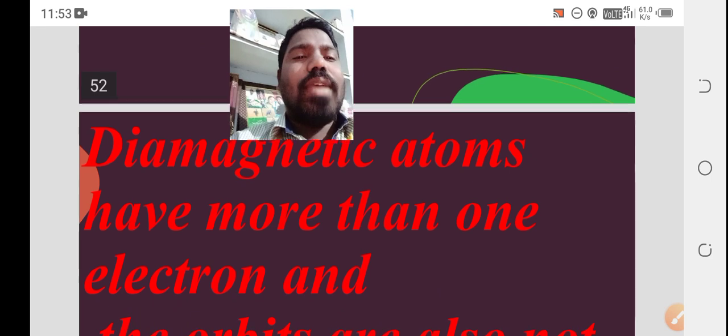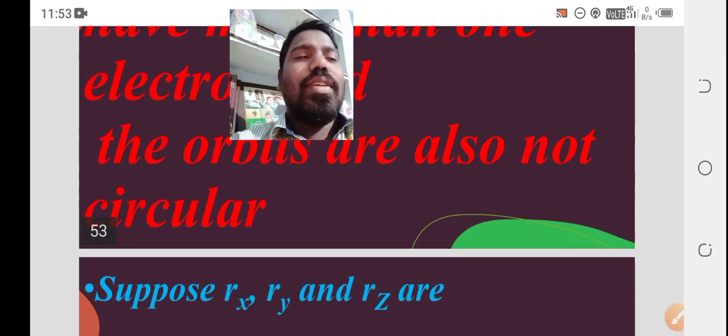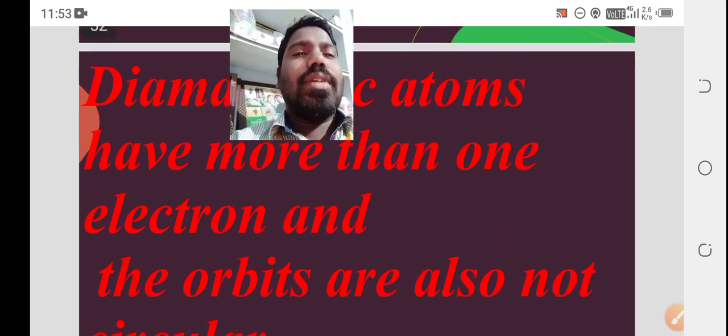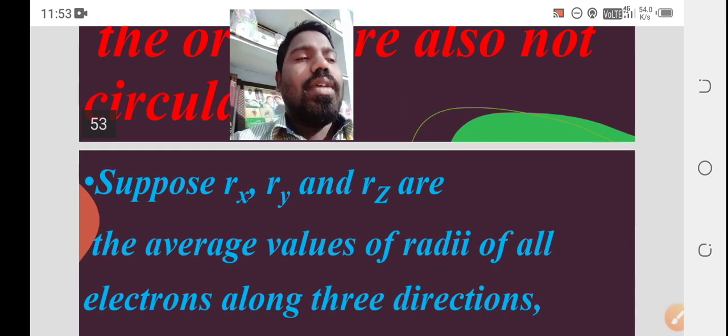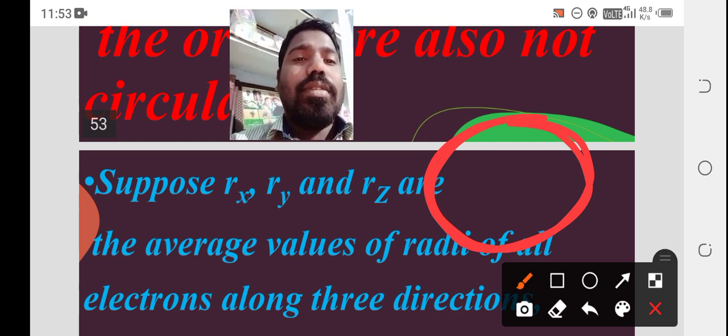Diamagnetic atoms have more than one electron and the orbits are also not circular. Let us consider a spherical one. It is not a circular one, it just looks like a spherical shape. So the diamagnetic material has more than one electron, but the orbit is not circular; it looks like a spherical shape.